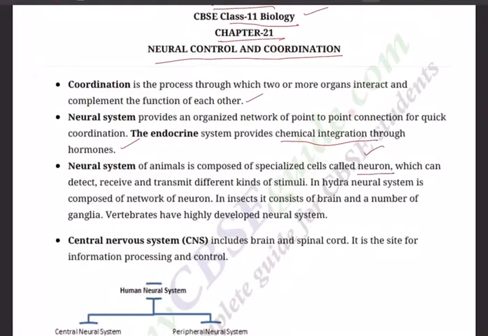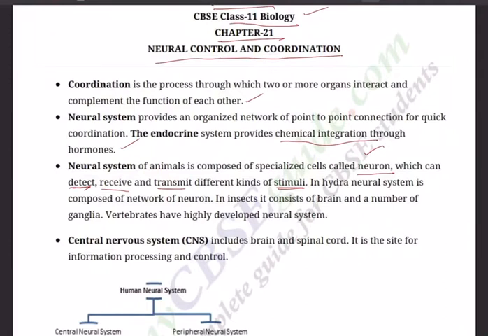So if someone asks you what is a neuron, what should be your answer? Neuron is unit of nervous system. But you need to be careful here. There is one more word which is very closely resembling it, that is nephron. But nephron is unit of excretion. Neuron is unit of nervous system. This can detect, receive, transmit. You see, neuron is performing three things: detect, receive, and transmit different kinds of stimuli.